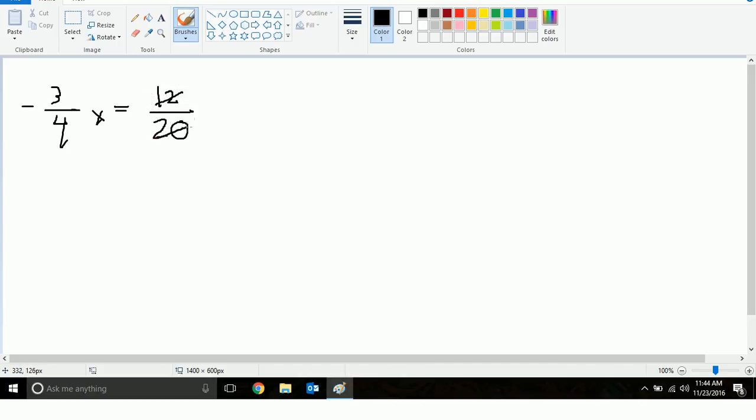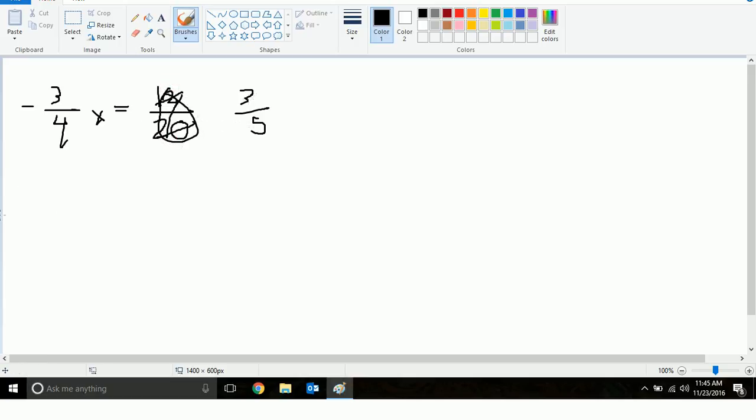12 divided by 4 will give us 3. 20 divided by 4 will give us 5. Is that right? Yeah. 3/5. Okay. So that's gone. We'll get rid of that. And this is our new equation.